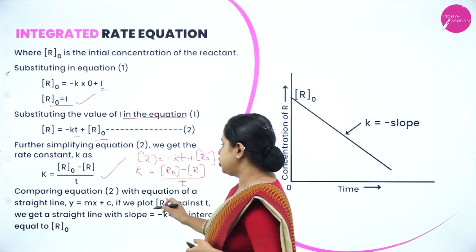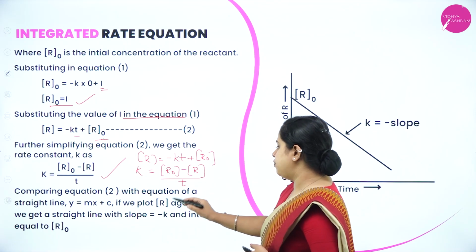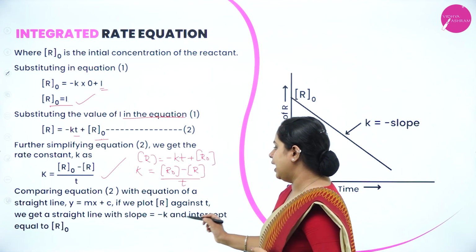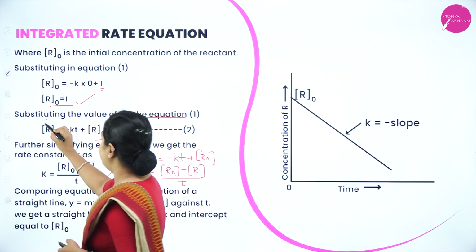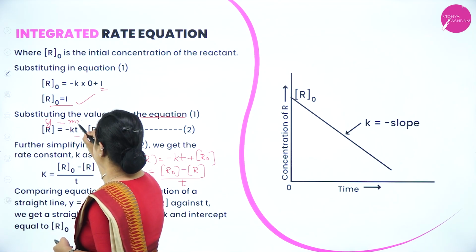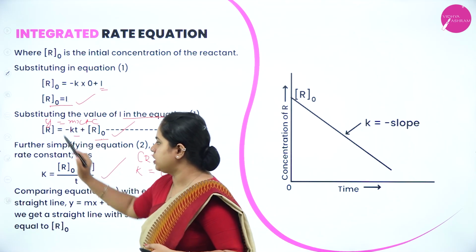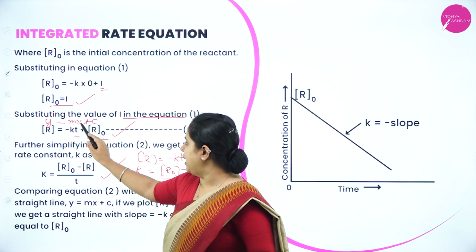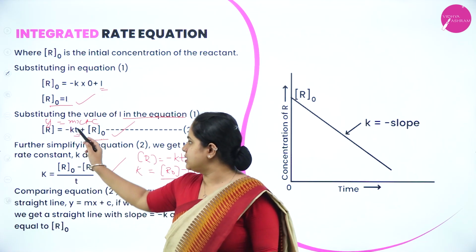Now comparing equation 2 with the equation of a straight line y is equal to mx plus c, if we plot R against T, we get a straight line with the slope minus K and intercept equal to R naught. So if you are comparing this equation with y is equal to mx plus c, what is y? Concentration. So y is concentration of R. What is x? X is your time.